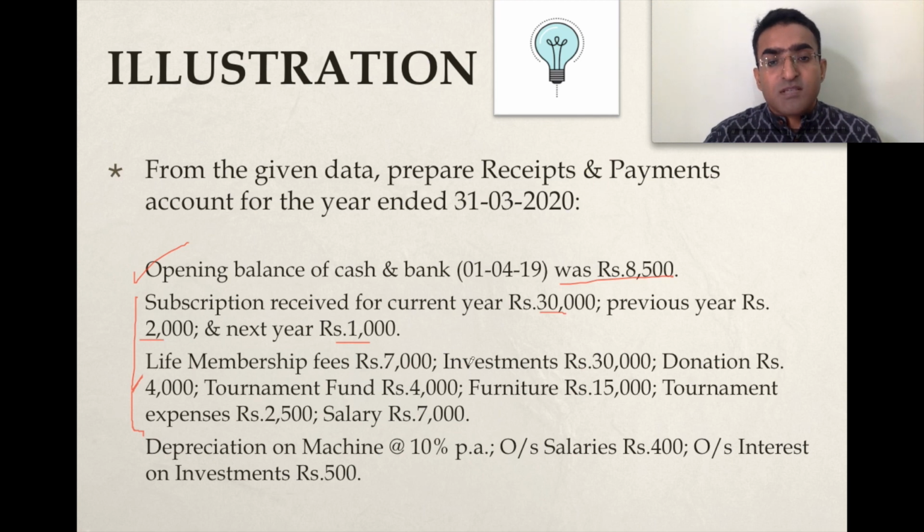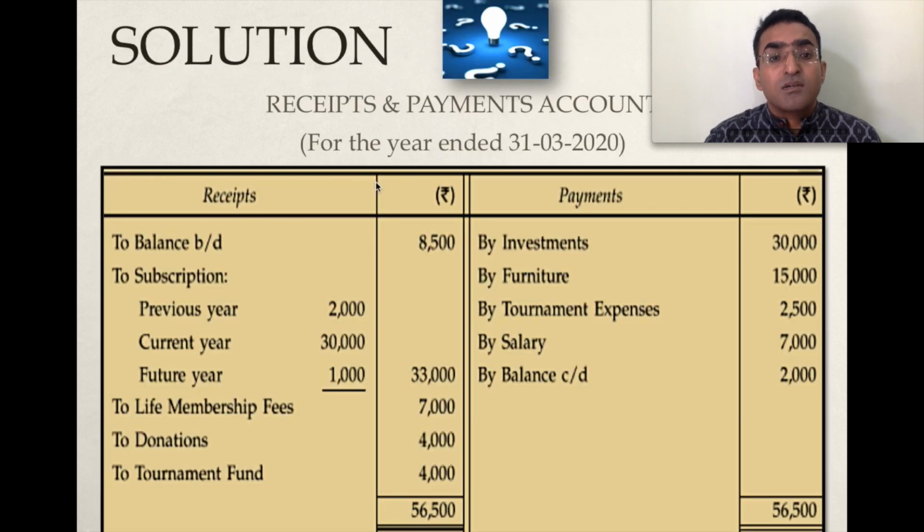Life membership fees is there, investments are purchased, donations are received, tournament fund is there, furniture is purchased, tournament expenses are there, salary is there, depreciation on machine, outstanding salaries and outstanding interest. This much is given. So now we move into the solution.